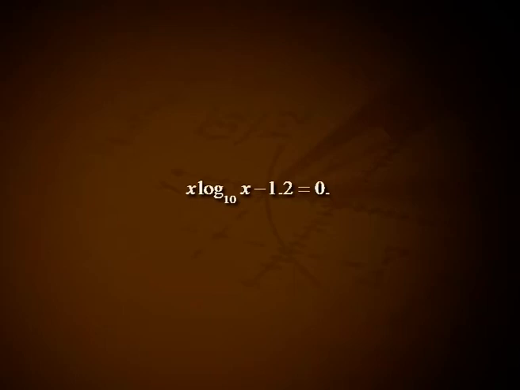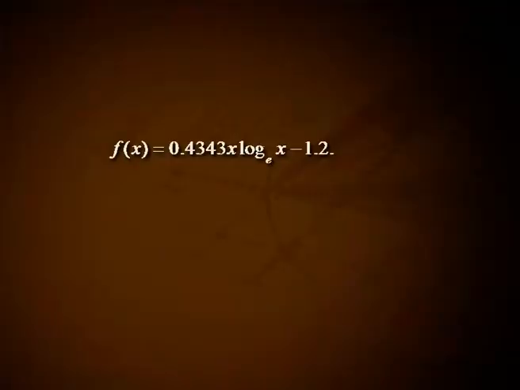Example 3. Set up Newton-Raphson iterative formula for the equation x log x to the base 10 minus 1.2 = 0. Solution. Take f(x) = x log10 x - 1.2. Note that log10 x = log_e x times log10 e, that is approximately 0.4343 log_e x. We obtain f(x) = 0.4343 x log_e x - 1.2.